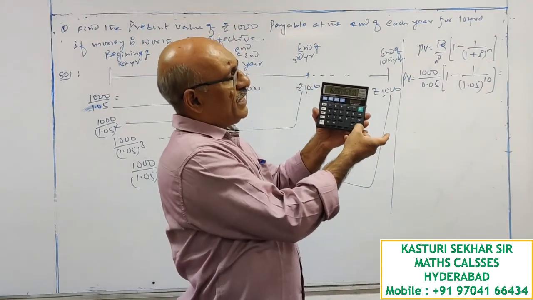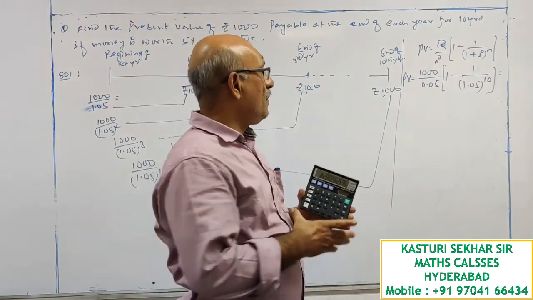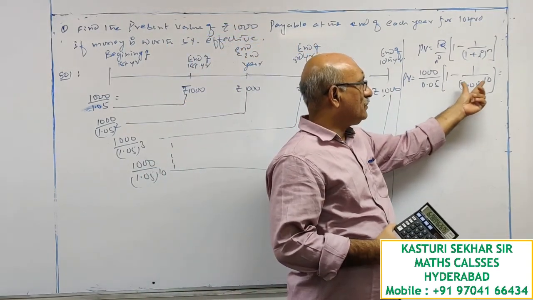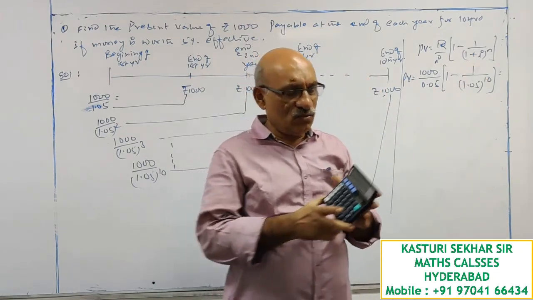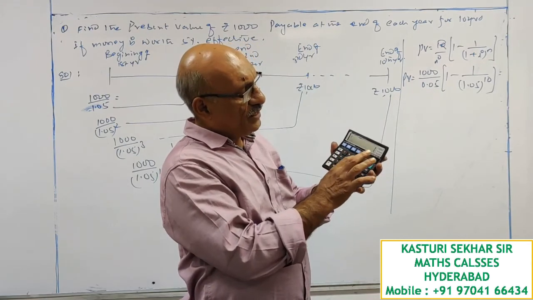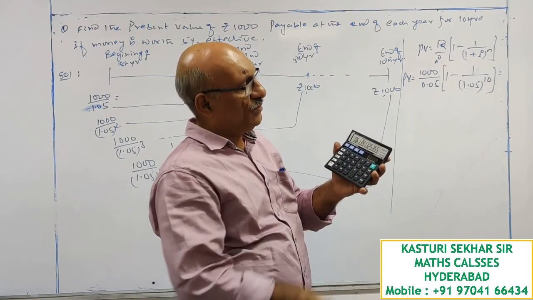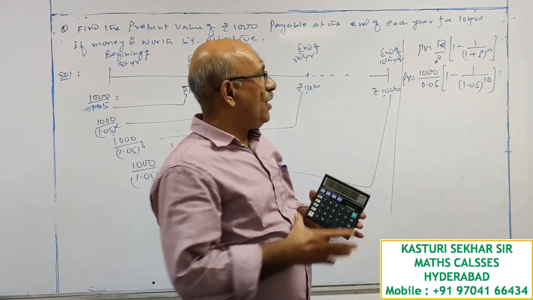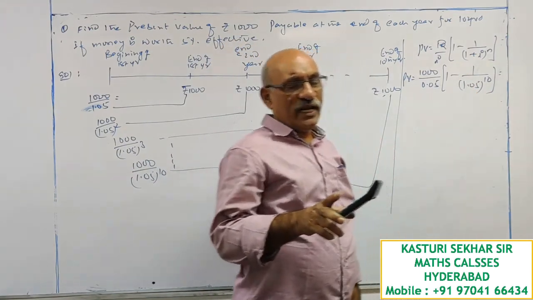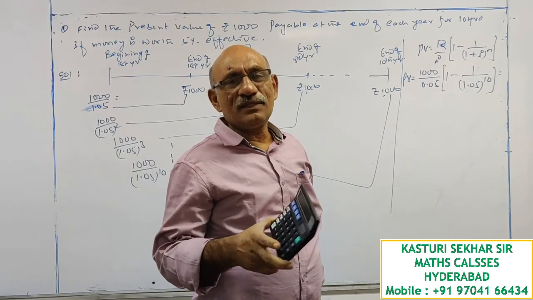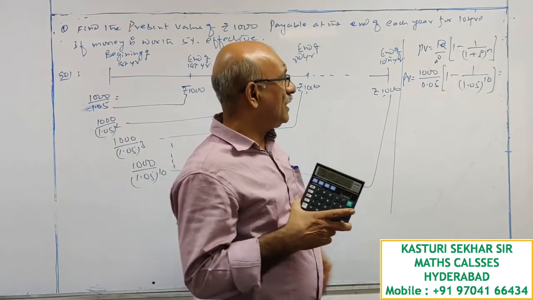Then store it in memory, M plus. Now this value is in the denominator, numerator is 1. 1 divided by this value. So 1 divided by MRC is equal to. 1 divided by MRC means I'll get a simplified value. It is 0.6139. Some more digits are there on your screen.